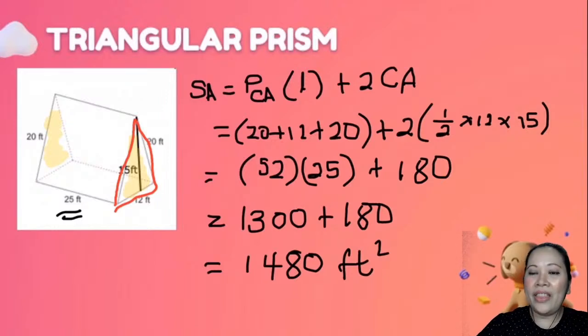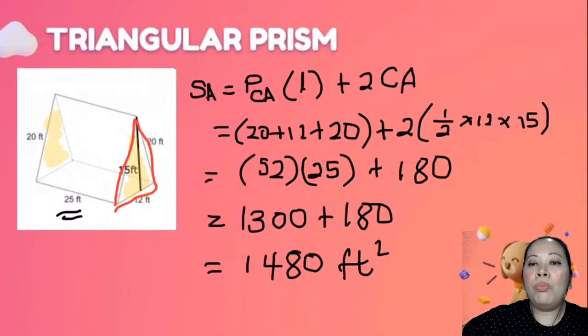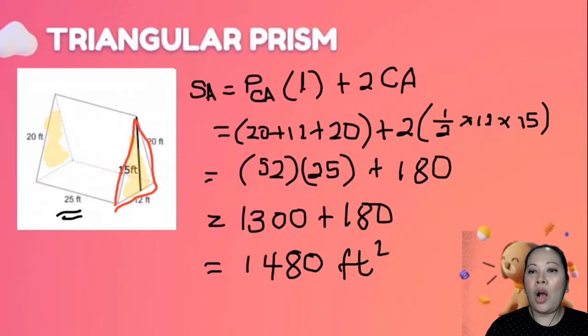So is that easier than doing each and every side, adding each and every side? The way to do it is find the perimeter of your cross-sectional area, multiply it by the length, and then add the area of your cross-sectional face times 2. I hope that you're able to understand that. Yes, you are right, Ambery. That is correct. So this works very well with your triangular prism.